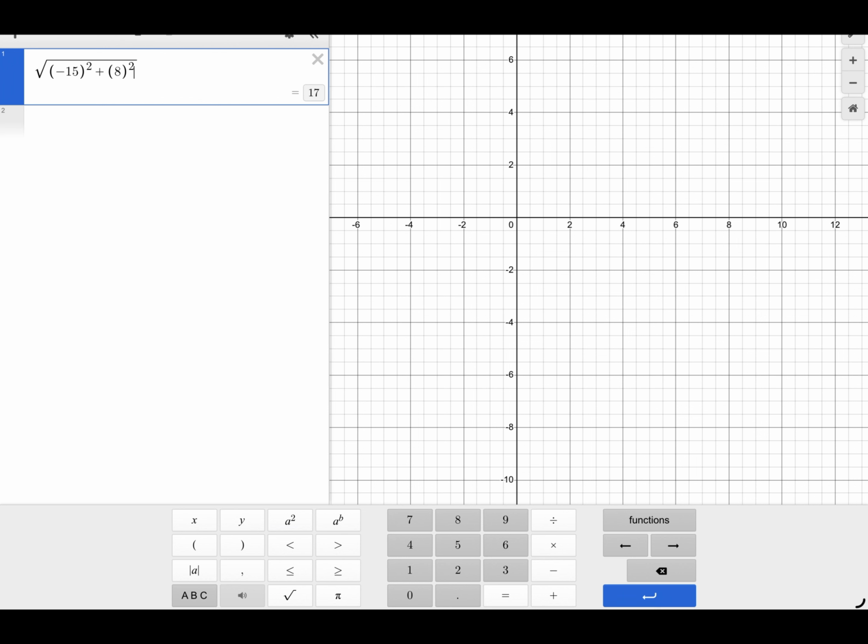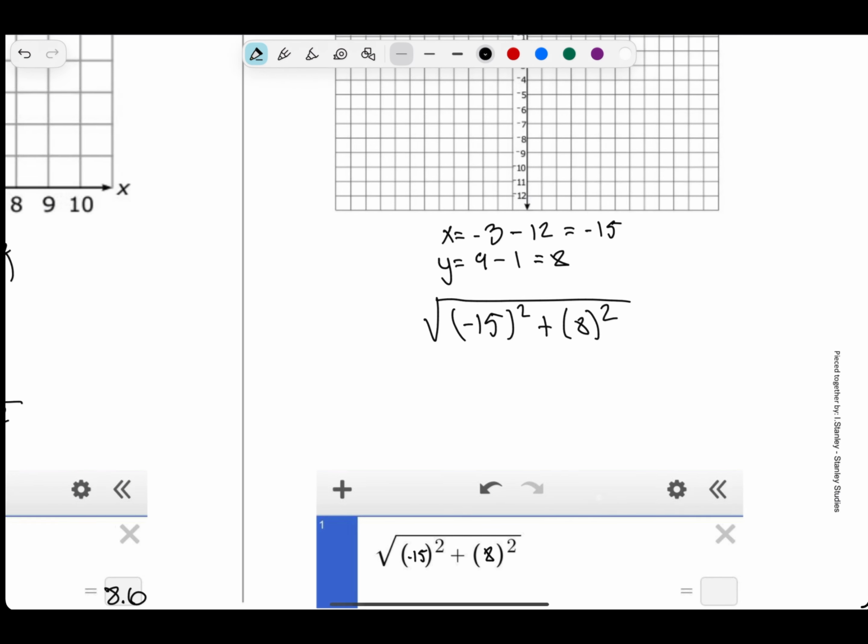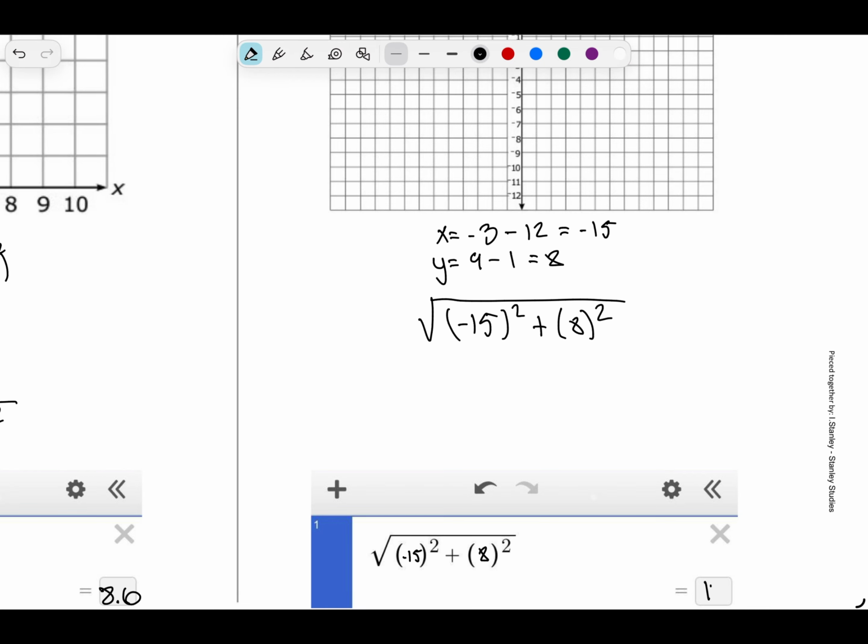When we do that, we'll notice that the final result came out to be 17. There's no decimals, so we don't have to round. So from there, our answer will be 17.